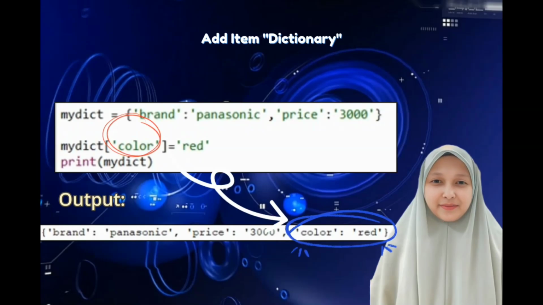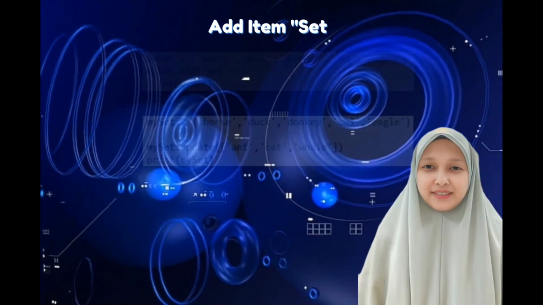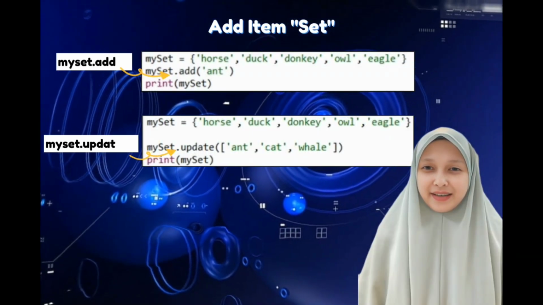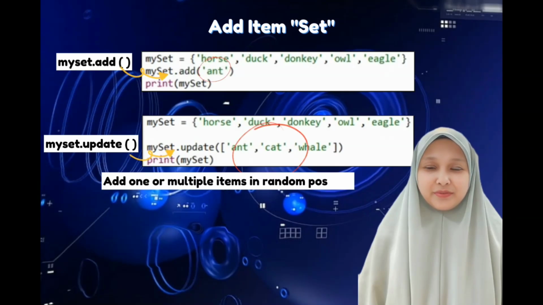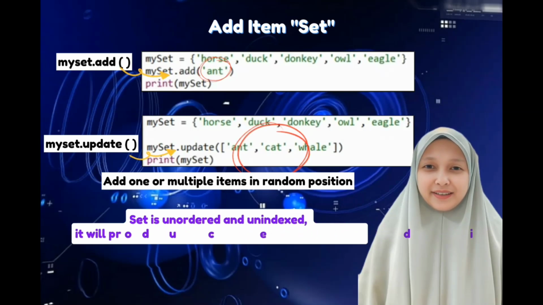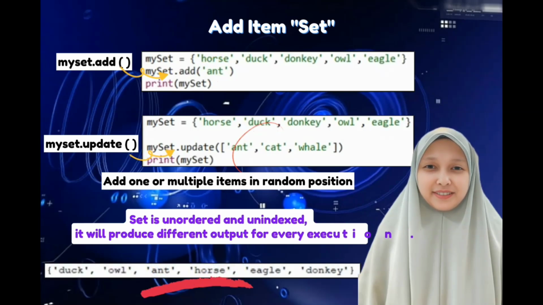The output displays the color for brand Panasonic. To a set, we use the methods add and update to add one or multiple items in a random position. That's why a set is unordered and unindexed, and it will produce a different output for every execution.